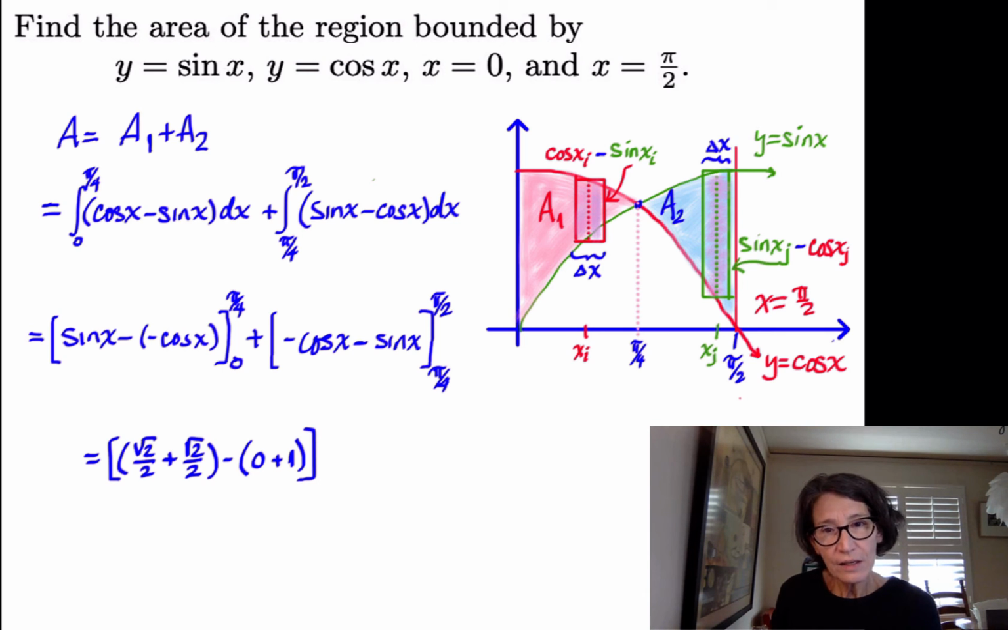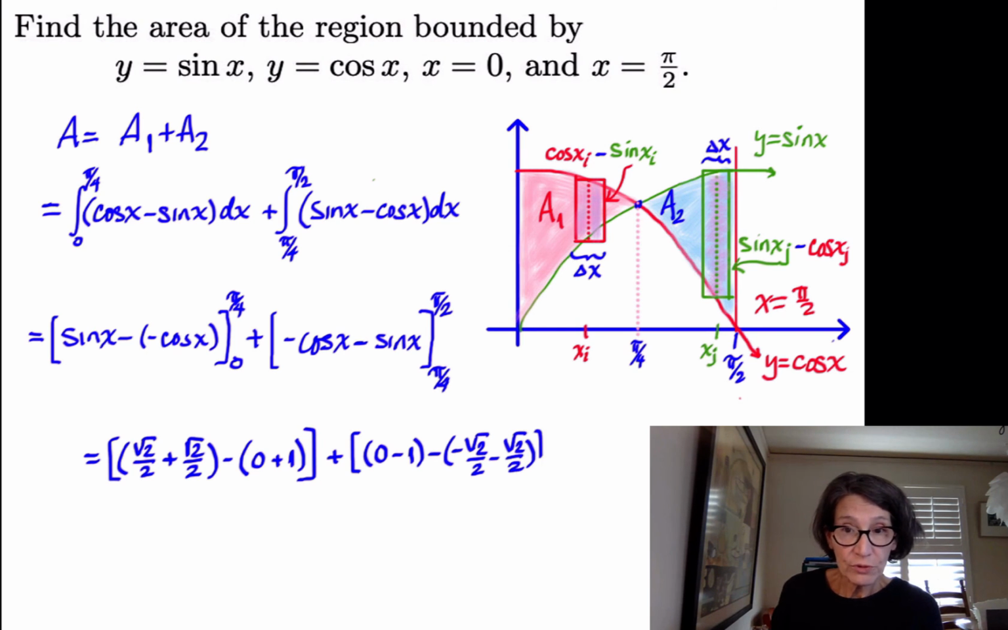And then in the second definite integral, we're taking negative cosine of pi over 2, which is just negative 0, which is 0, minus the sine of pi over 2, which is 1. And then we're subtracting a negative cosine of pi over 4, which is negative root 2 over 2, minus the sine of pi over 4, which is root 2 over 2. All right, so when I add together all of these fractions, I get 2 times root 2 minus 2, and that's square units.